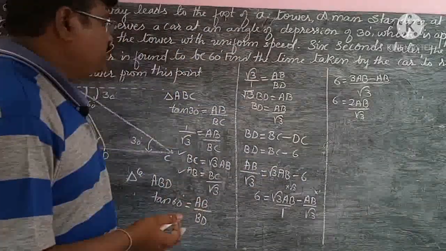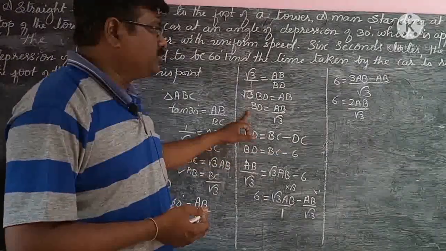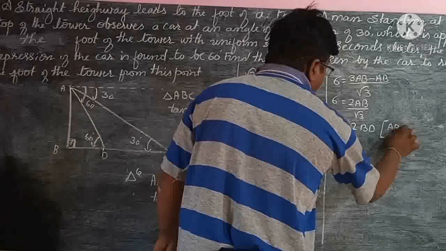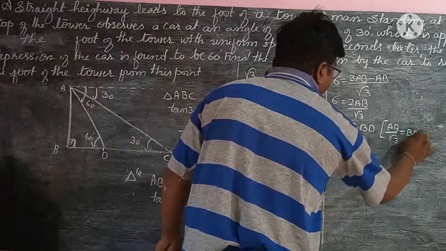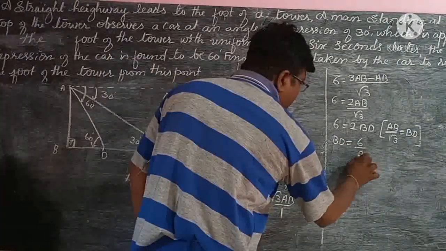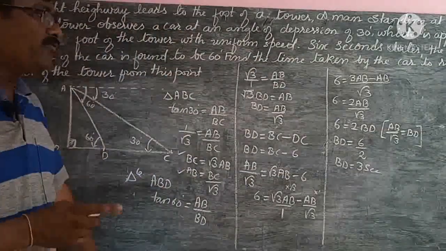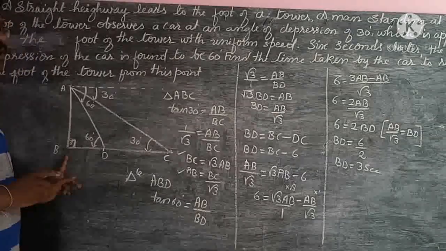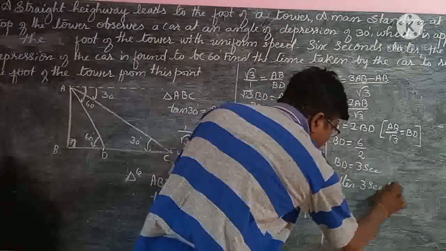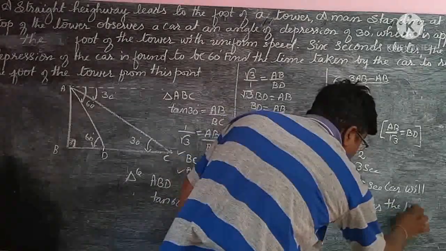AB divided by root 3 is nothing but BD. So 6 is equal to 2 into BD, because AB divided by root 3 is equal to BD. Clear? Therefore BD is equal to 6 divided by 2, which is 3 seconds. After 3 seconds the car will reach the foot of the tower. Understood?